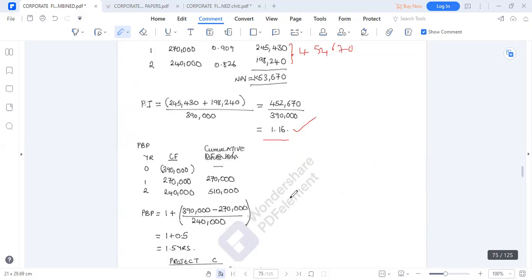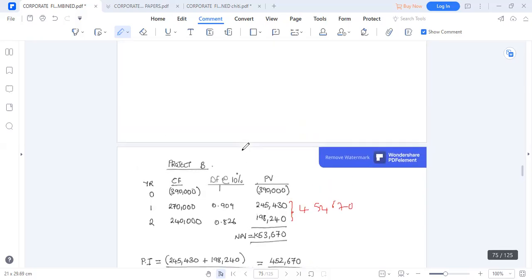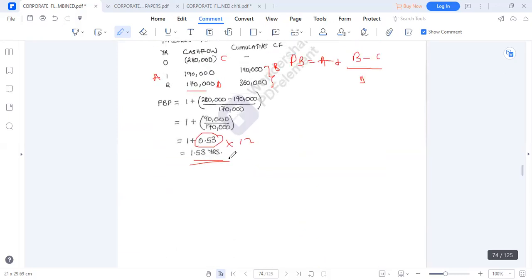Then to find the payback period, we do the same. 270, bring it there. So add 240, we have 510. So the amount will be covered within these two periods. So our A is 1, then the difference, 390 minus 270, divided by the actual cash flow, 240. So here we're going to get 1 plus 0.5, this is 1.5. So this is going to take us about 1 year, 6 months. So on payback period, we've been beaten.